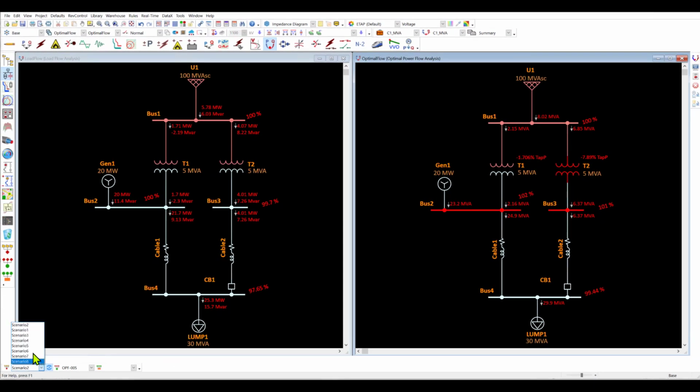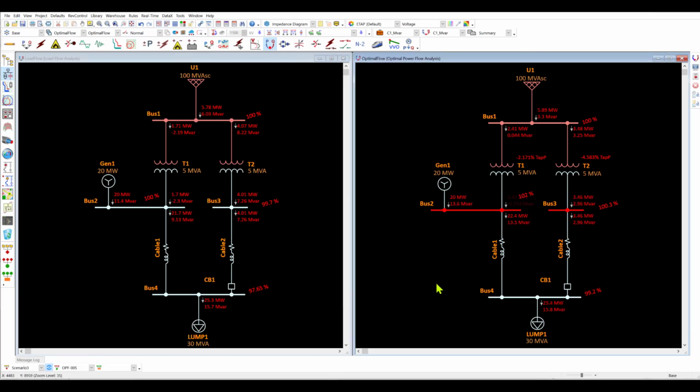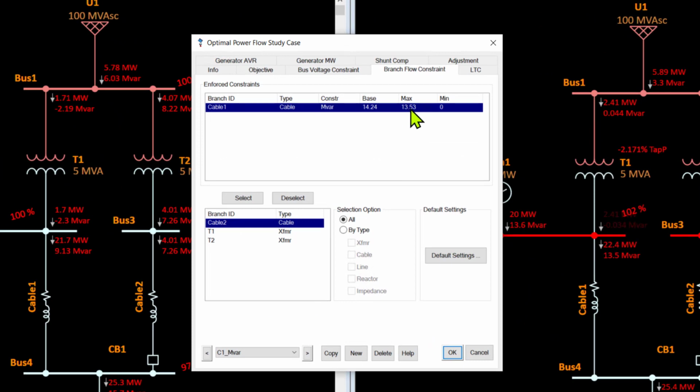We can also apply another type of constraint which is based on megavar, and we can of course see that through our MVA display, but ETAP allows us to switch between megawatt and megavar. So you can see that the megavar flow is constrained to 13.5, and we can once again confirm that through our study case on the maximum limit.